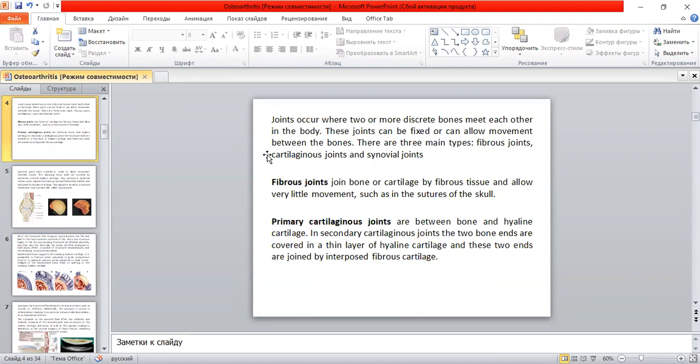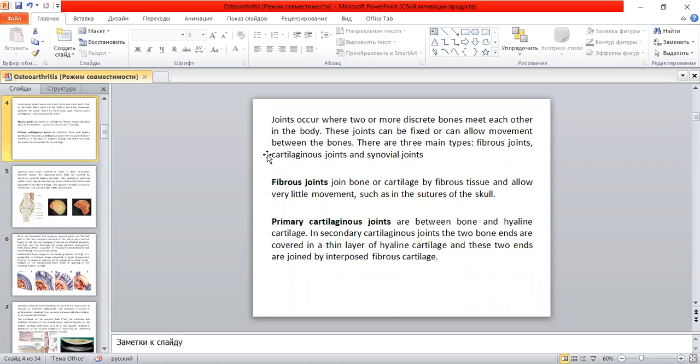Joints occur where two or more discrete bones meet each other in the body. These joints can be fixed or can allow movement between the bones. There are three main types: fibrous joints, cartilaginous joints, and synovial joints.